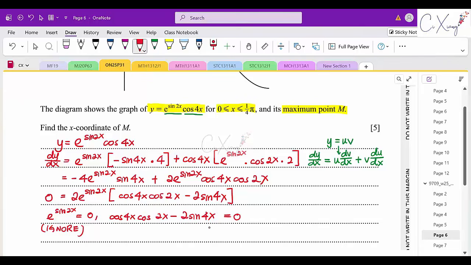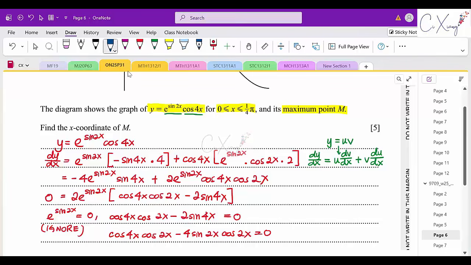So for me personally, this is what I think of. I can reduce the sin 4x to sin 2x cos 2x. Then I can factorize out the cos 2x from here. I apply the double angle formula. So I'm having this, minus, it will become 4 sin 2x, then cos 2x equals 0.